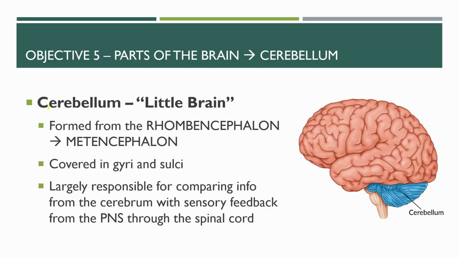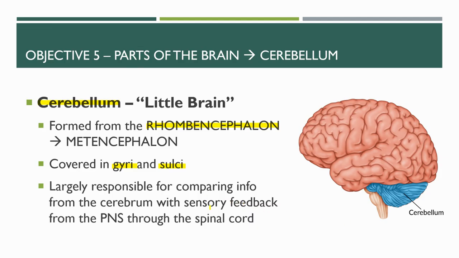And then the last part that we're going to talk about is the cerebellum, which literally means kind of little brain. So this was also formed from the rhombencephalon, along with the pons. The metencephalon is what differentiated into the cerebellum and the pons. So like the cerebrum, you have the grooves and kind of the valleys and the bumpy areas. Okay, so you have the ridges like the gyri and the sulci, which are the valleys, the part that sinks in.